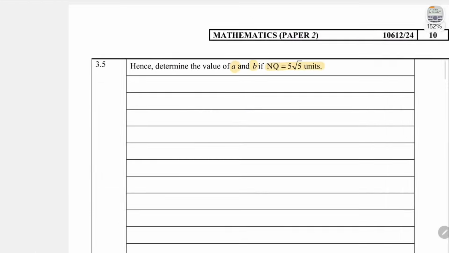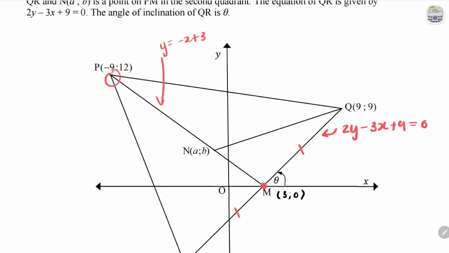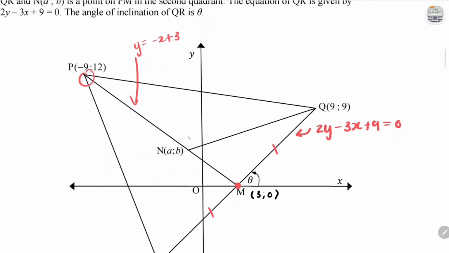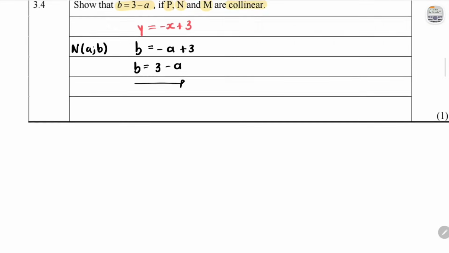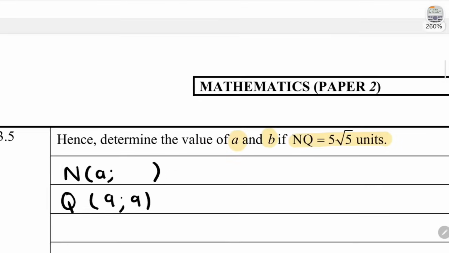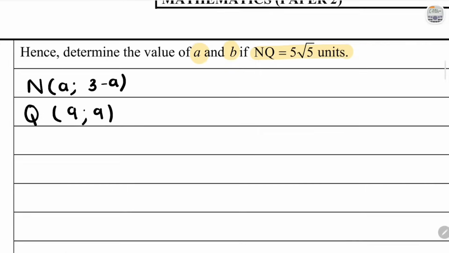So we're going to take NQ, which as we look at it here is this line over here, and you see it has N and Q. They told us the length of the line, so we need the coordinates N and Q. Of course, we're going to express N in terms of a. So that's going to be a, and then 3 minus a. Let's take our points down. b is now expressed like this, 3 minus a, because we were able to express it in terms of a since we had the equation of a line which N lies on.